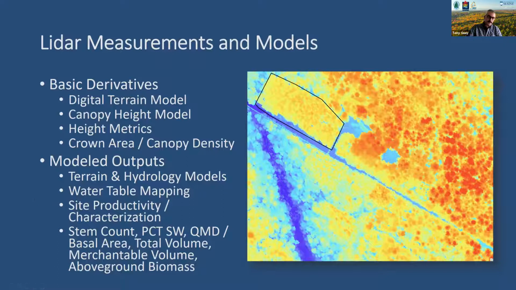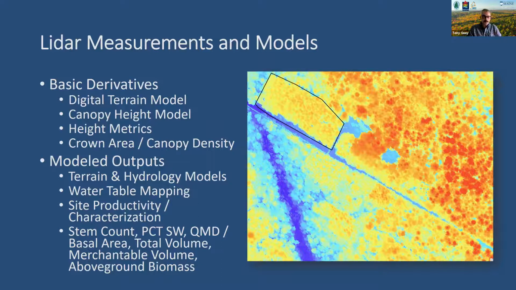In general, most people think about two categories of what you can do with LiDAR-based point clouds. Certainly you can generate things like digital terrain models, and that's really very easily done in a GIS with a point cloud. Canopy height models are also very useful and very easy to generate within a GIS from your point cloud data. And then various height metrics, measuring things like crown area and canopy density. All those things are basic derivatives. You're taking these measurements directly from the point cloud data itself.